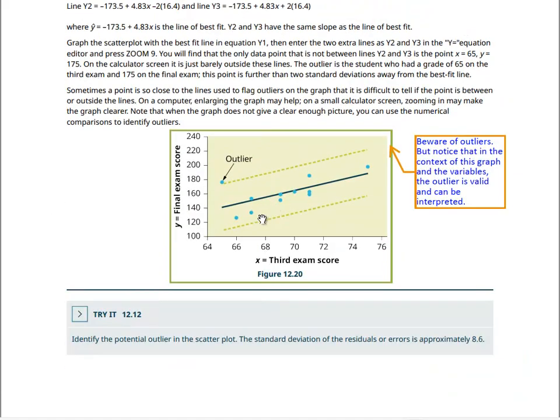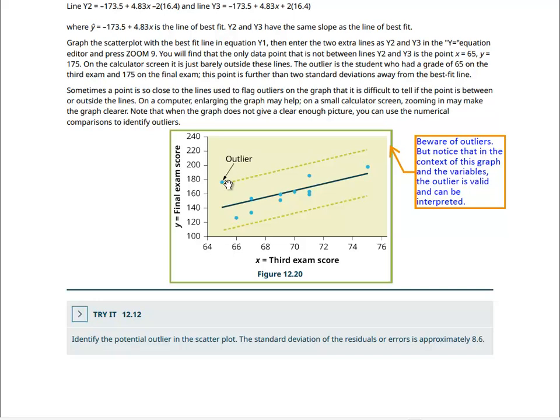I'm going to go back to the other one. This one here, yeah, there is an outlier. It's not as extreme as the other one. Notice the y-axis, the way it's labeled, final exam score in some kind of class, and here third exam score. And you would think that for different students, there is a correlation. The better they do on their third exam, the better they're going to do on their final exam, right? And so this correlation makes sense, and yet there is an outlier. Well, I would say this is actually a valid outlier.